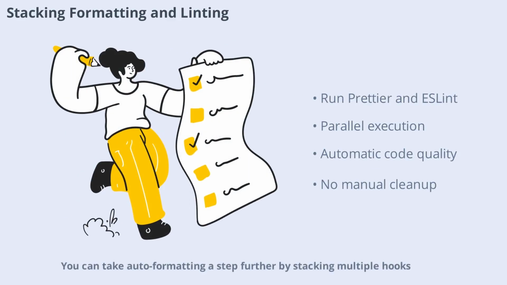You can take auto-formatting a step further by stacking multiple hooks. For example, run both Prettier and ESLint in parallel after every write or edit. This means your code isn't just formatted, it's also linted for style and errors before you even see it. The result? Every edit meets your team's standards automatically, and you never have to worry about cleaning up later. It's a quiet guarantee of quality with zero extra effort.